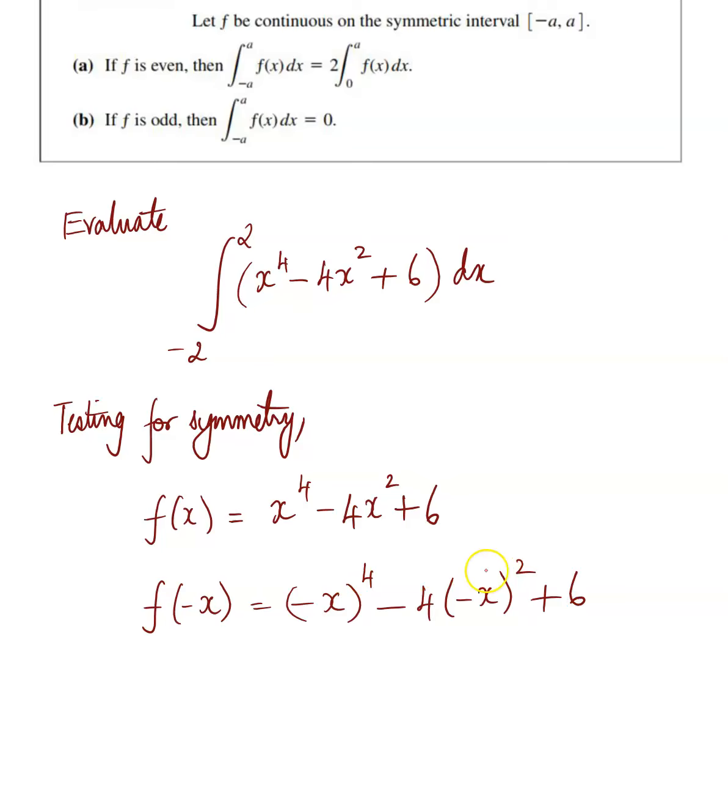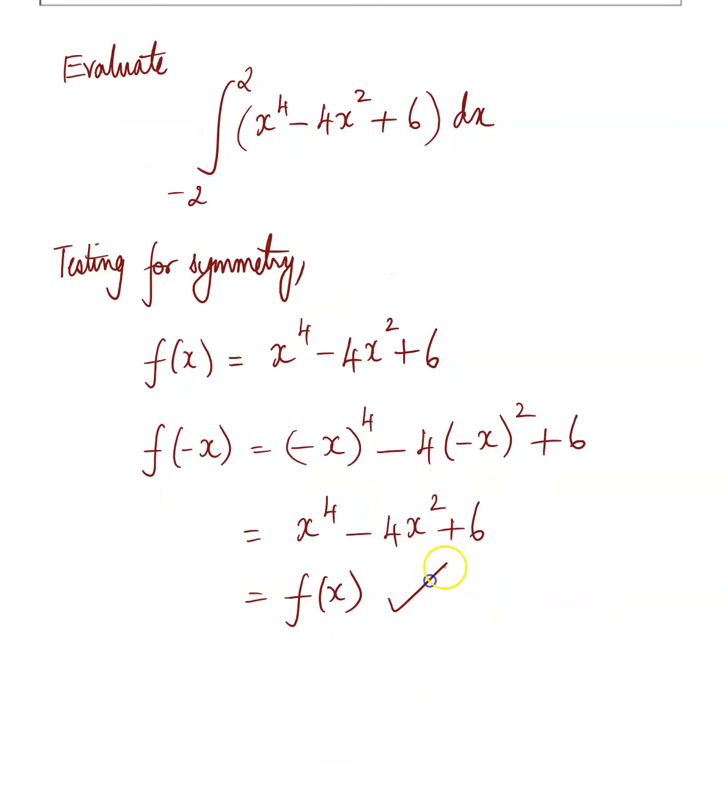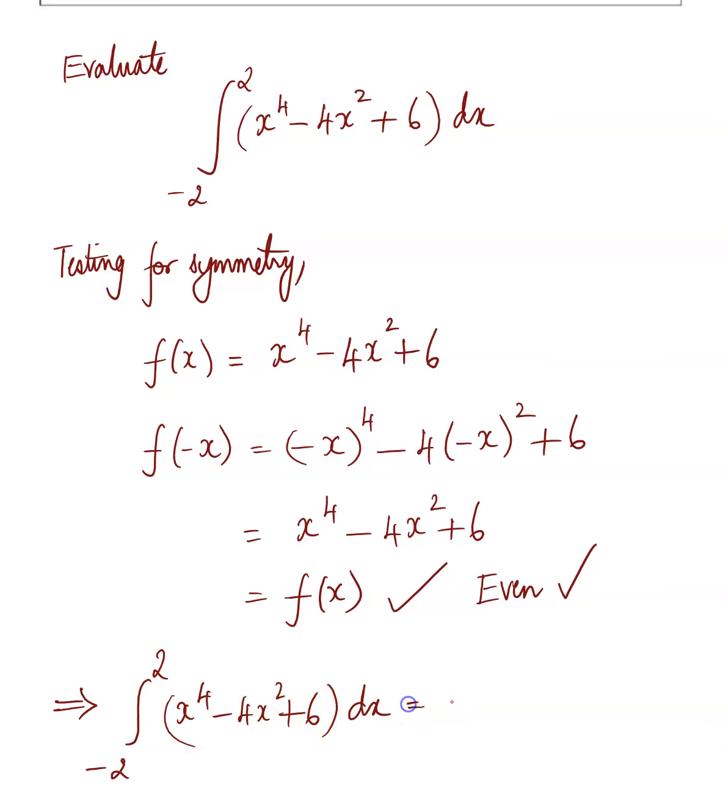Now, because these are even powers, this will come back as positive. So x to the power 4 minus 4 positive x squared plus 6, which is the same as our original function. When you replace the x by a negative x, you got back the original function, so you were able to test that this is even. Because of that, the integral from negative 2 to 2 of x to the power 4 minus 4x squared plus 6, dx will be the same as 2 times the integral from 0 to 2, so half the area.